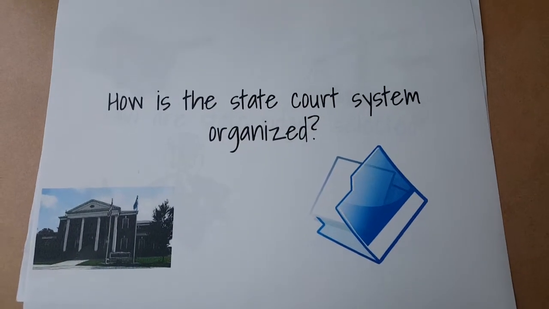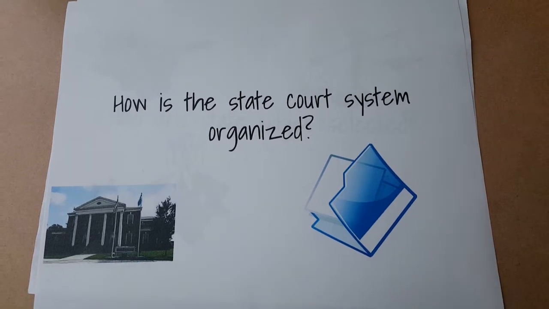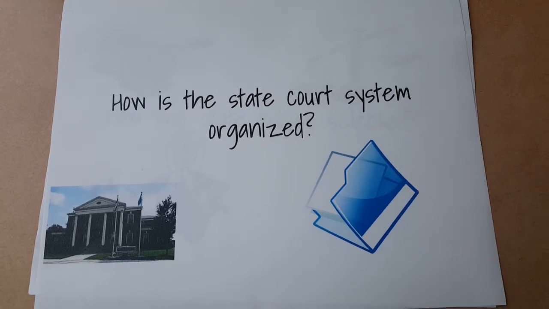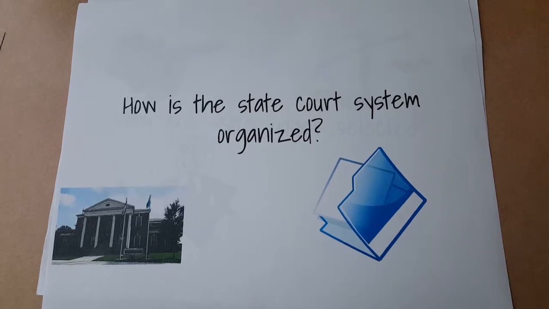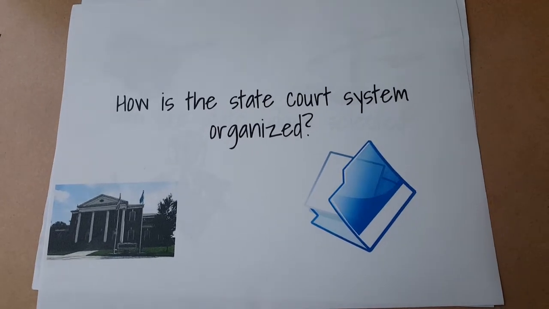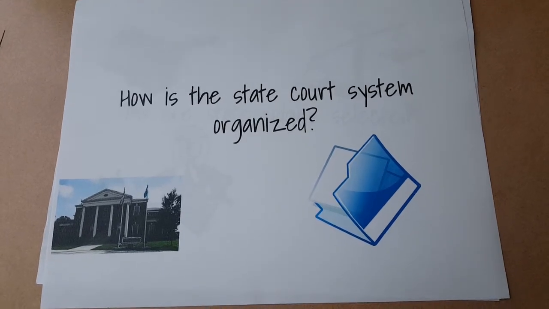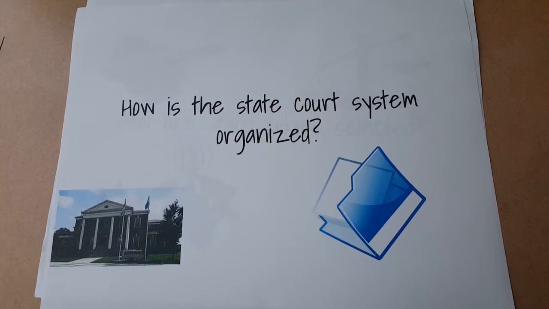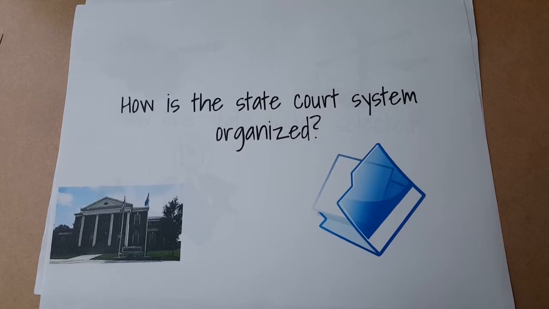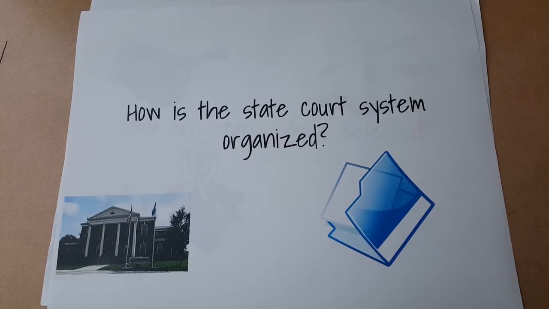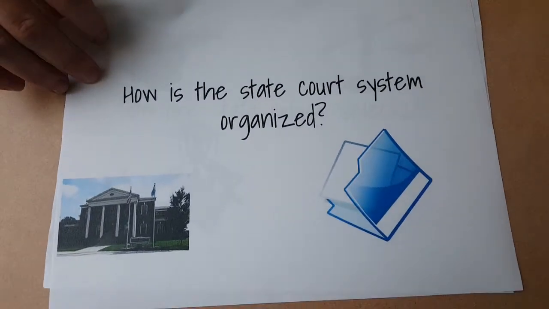How is the state court system organized? The state courts are set up according to the state constitution. Most of them have three levels. The local courts, usually set up by county. Then there are appeal courts, typically set up by regions within the state. And then the state has its highest court, normally referred to as the Supreme Court.